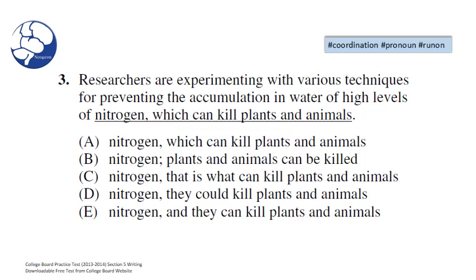So let's start. Researchers are experimenting with various techniques for preventing the accumulation in water of high levels of nitrogen, which can kill plants and animals. A looks good. I'm going to keep A, but I see an error in B. We eliminate B. I see another error in C. C is gone. See the same error in D. I can eliminate D. And yet another error in E. Our answer should be A.